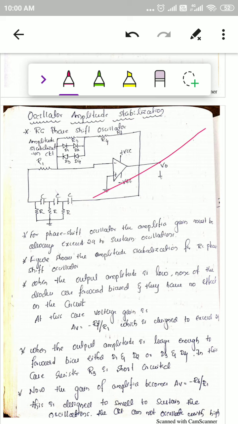When the output voltage v0 of the circuit is low, the smaller output voltage is not sufficient to turn on the diodes. So when the output voltage is low, all the diodes will be in the off state. In that case, your feedback resistance is RF equal to R3 plus R4. When the output voltage is low, the gain is AV equal to minus RF divided by R1, because it is given to the inverting terminal of the amplifier. So this is the first case.